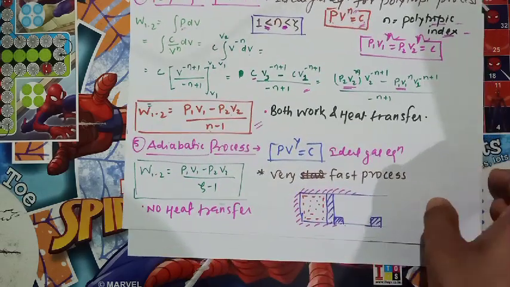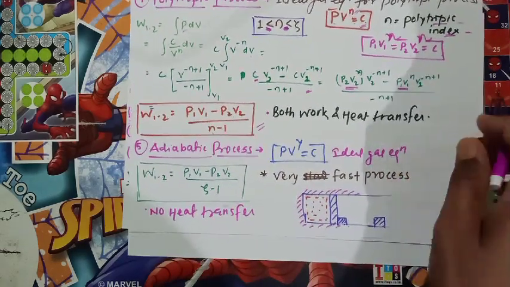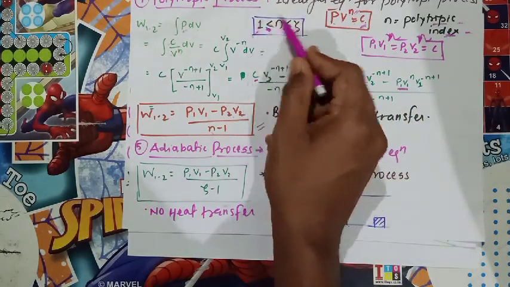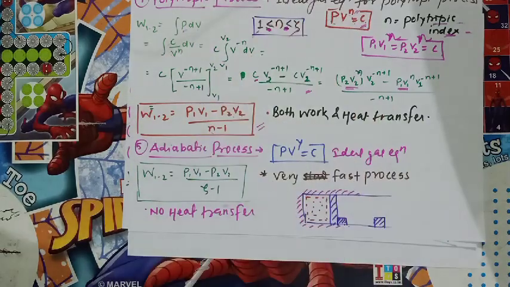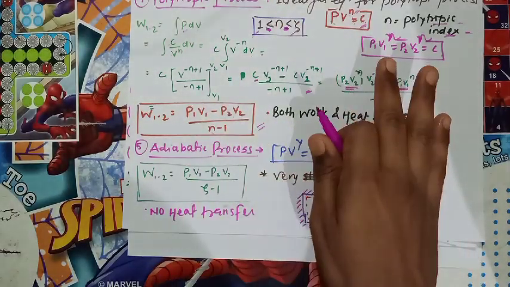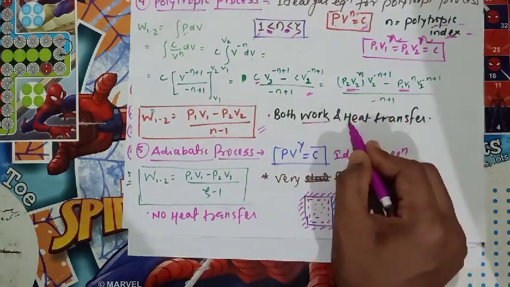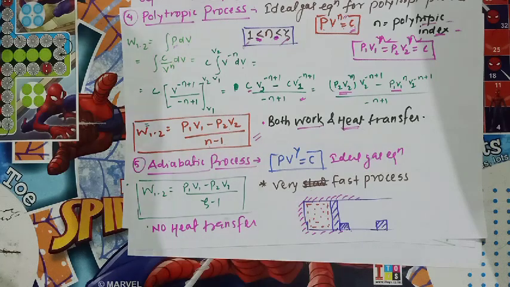Okay, and remember that this polytropic index lies between 1 and gamma. This is also very important. Okay, now in the polytropic process there is both work transfer as well as heat transfer. So both energy transfers take place in the polytropic process.